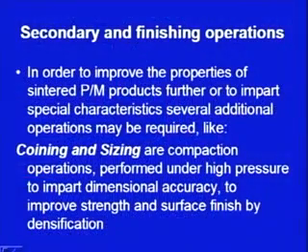So the first secondary operation is coining and sizing. Coining and sizing are compaction operations performed under high pressure to impart dimensional accuracy, and to improve strength and surface finish by densification. So basically if we want to improve the dimensional accuracy and the strength of the powder metallurgy part, we can go for the process of coining and sizing.